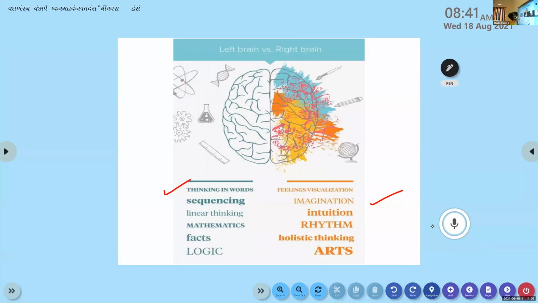You don't have to study much about it, but still note these terms and understand. So this one will be related to science and maths, science and mathematics. Here, more orientation is towards arts, imagination, creativity, and so on.